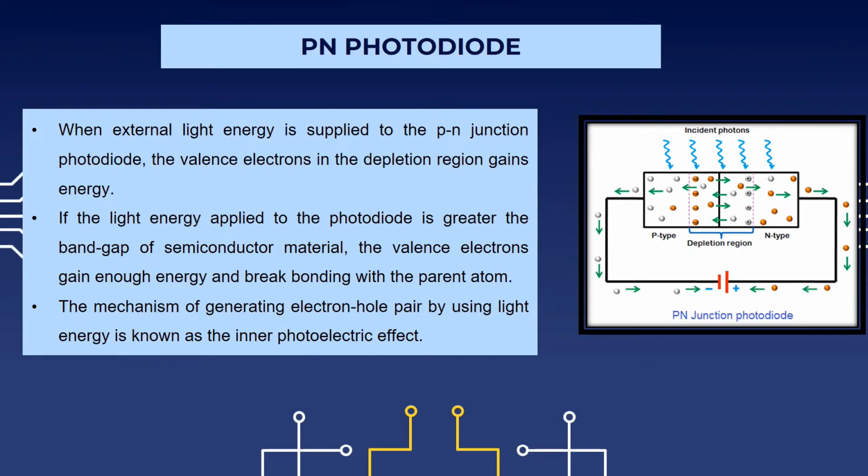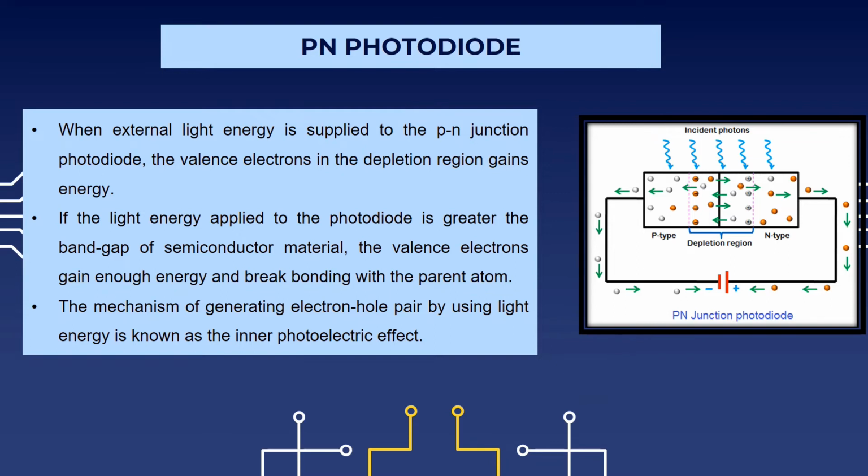Okay, for the next slide. When external light energy is supplied to the PN junction photodiode, the valence electrons in the depletion region will gain more energy. So, if the light energy, which is photons, that we apply to the photodiode is greater than the band gap of the semiconductor material itself, the valence electrons will gain enough energy and will break bonding with the parent atom. The valence electron which breaks bonding with the parent atom will become a free electron and will move freely. Free electrons move freely from one place to another by carrying the electric current.